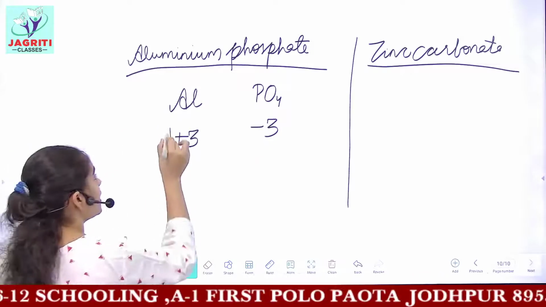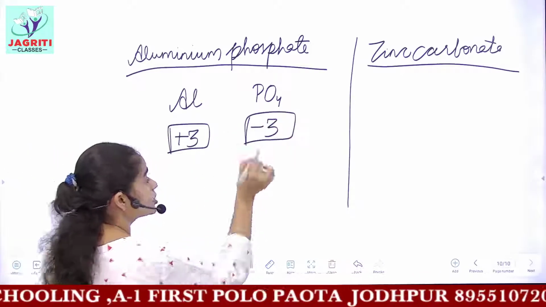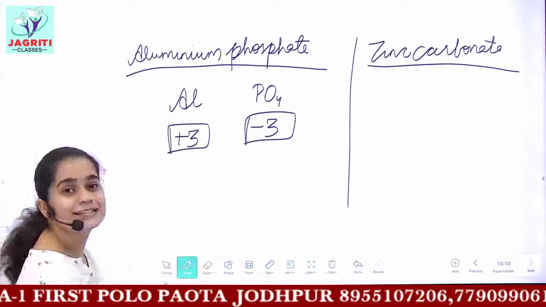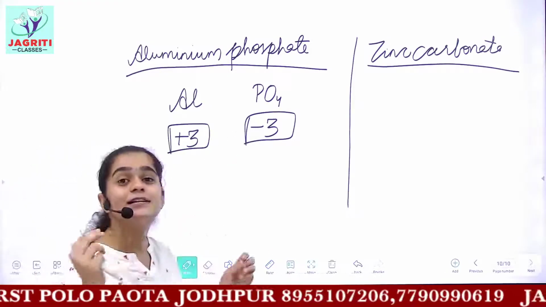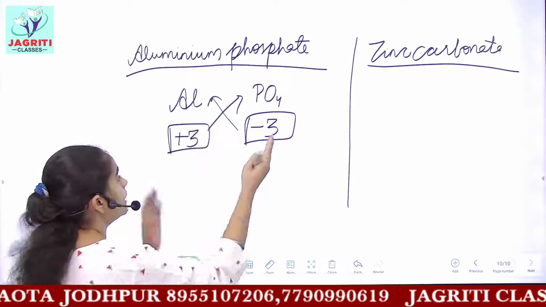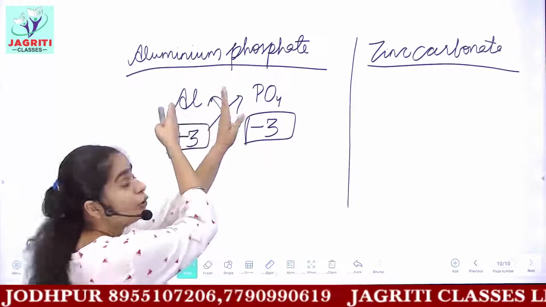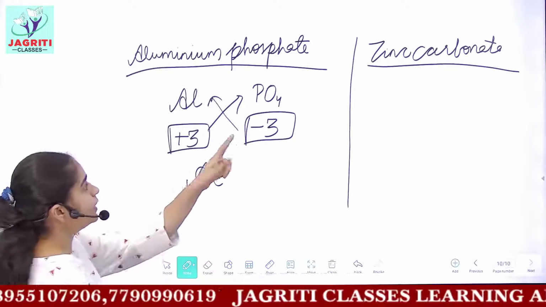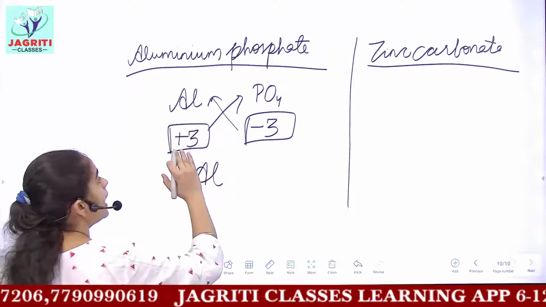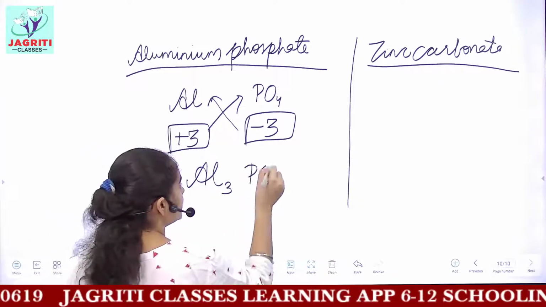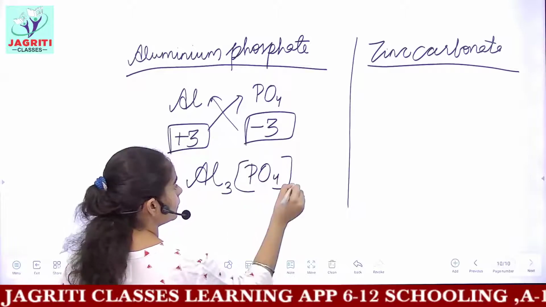But when you have an equal number of charges with opposite sign, plus 3 and minus 3, then plus times minus is minus, and 3 minus 3 gives 0. So after cross multiplying, an equal number of charges are sent to both the atoms. So what would be the formula? Okay, if you can write, what would be the formula? Al3 and PO4 3. It would be Al3 and this PO4 3.